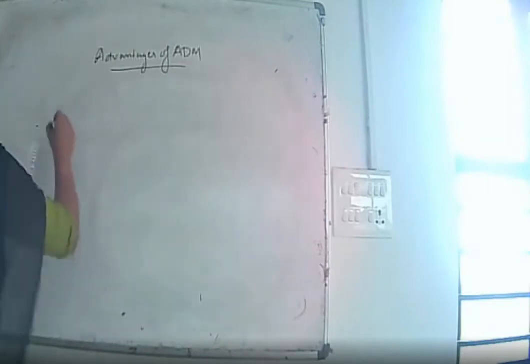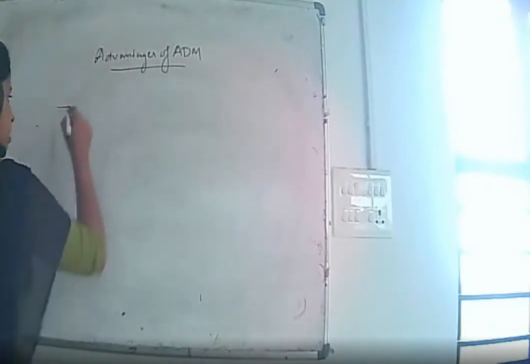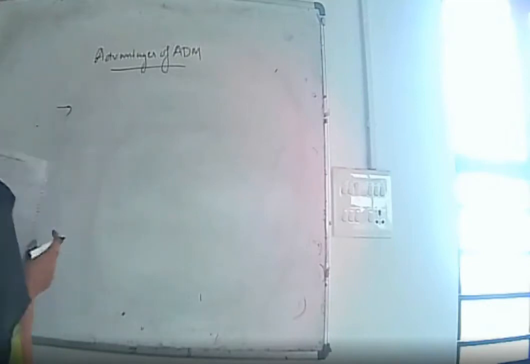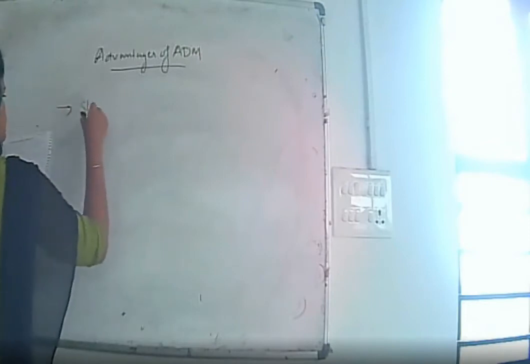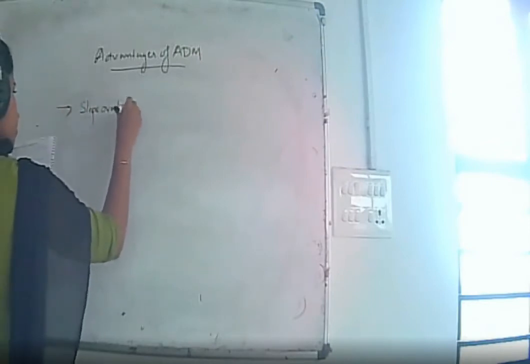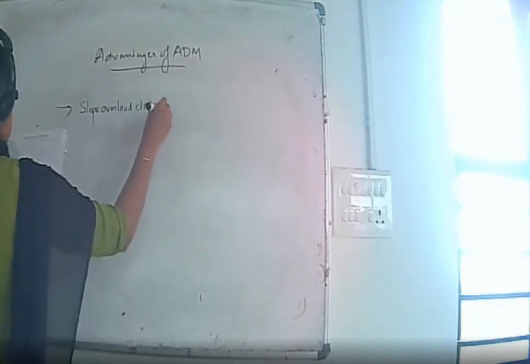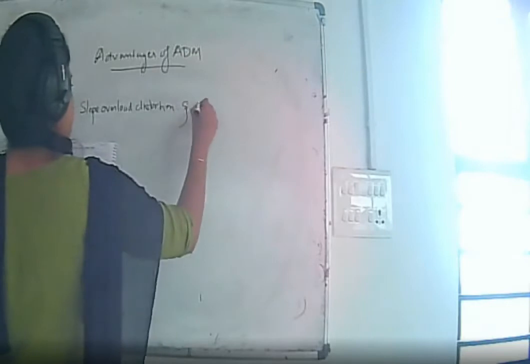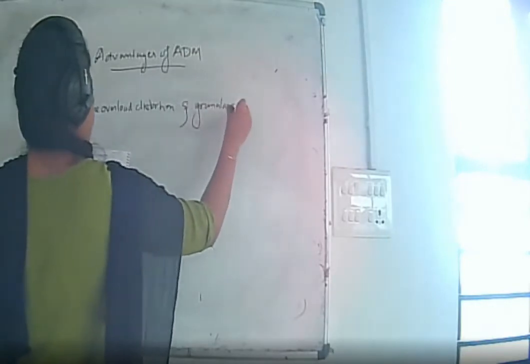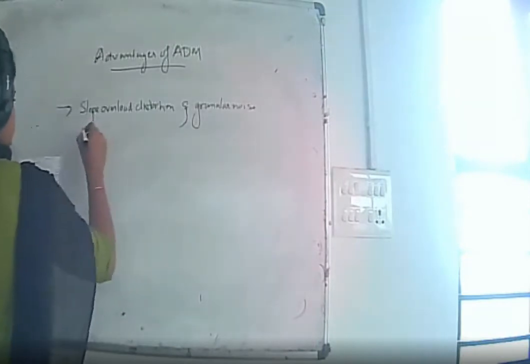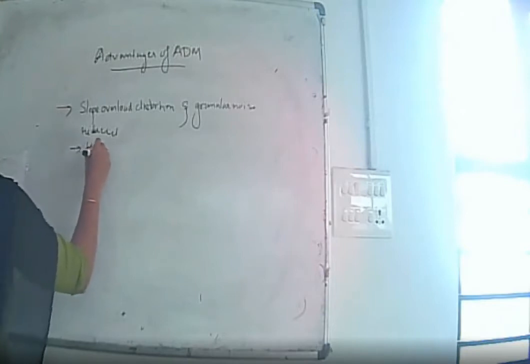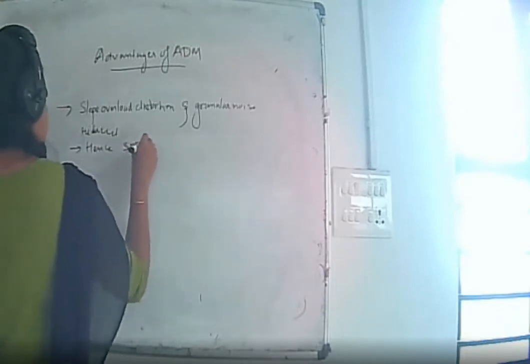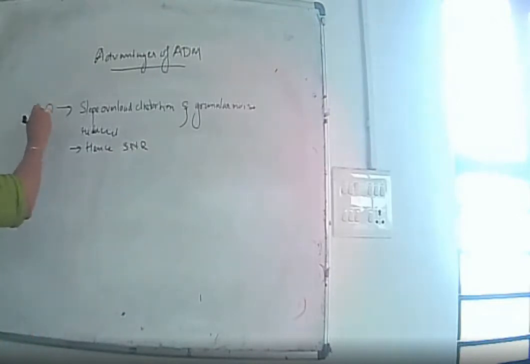The advantages of adaptive delta modulation. The main advantage for which it was introduced is to avoid the slope overload distortion and granular noise. So the first advantage is that slope overload distortion and granular noise are reduced, and hence we have a better signal to noise ratio. This is the first advantage.